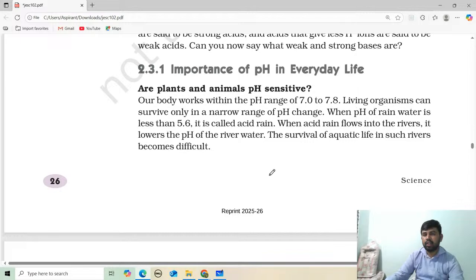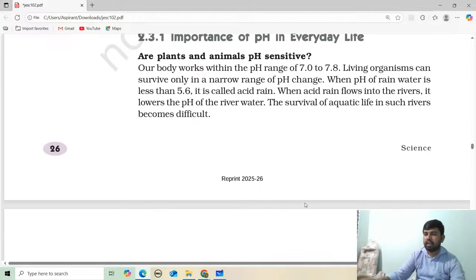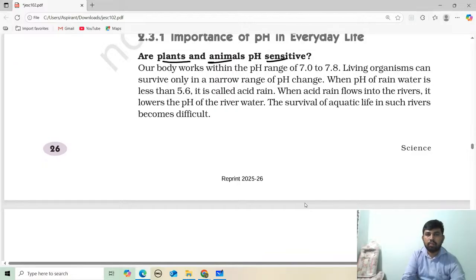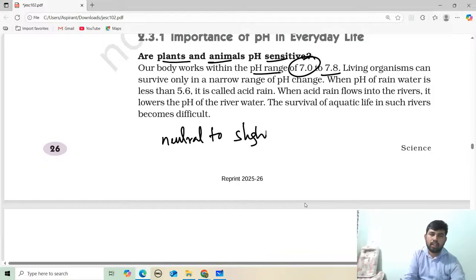Importance of pH in our daily life. You can see here, plants and animals are pH sensitive. Our body works within the pH range of 7.0 to 7.8. What we can say, it is neutral to slightly alkaline. Okay, so this is the pH. Living organisms can survive only in this pH range.